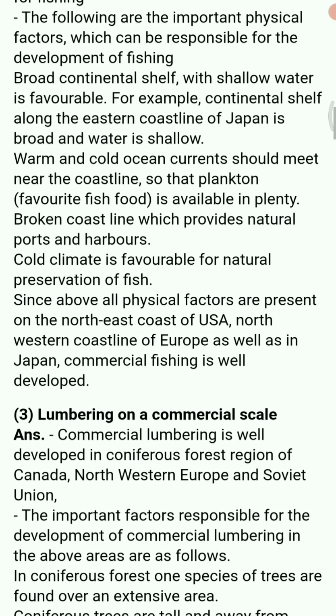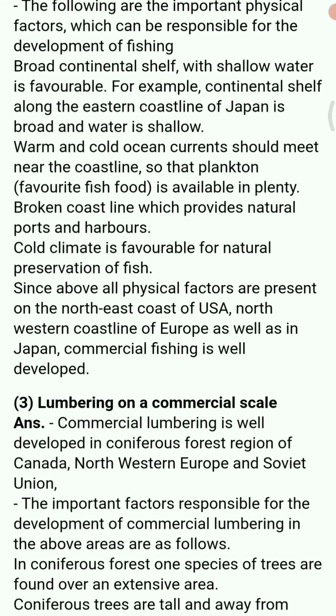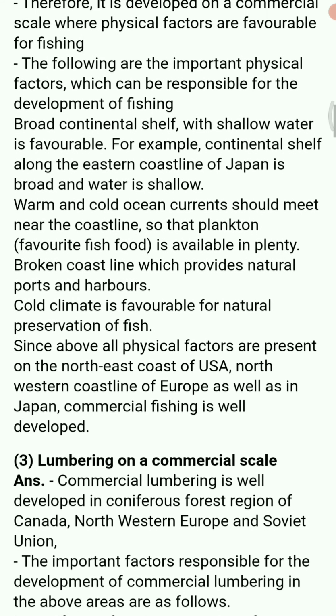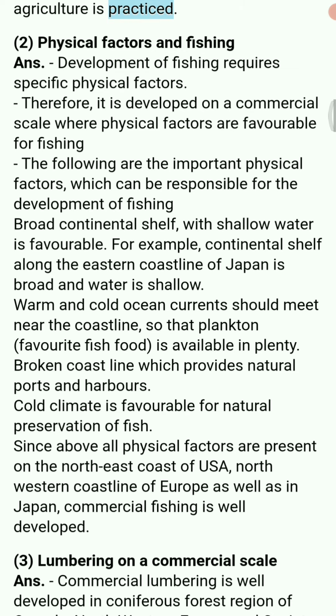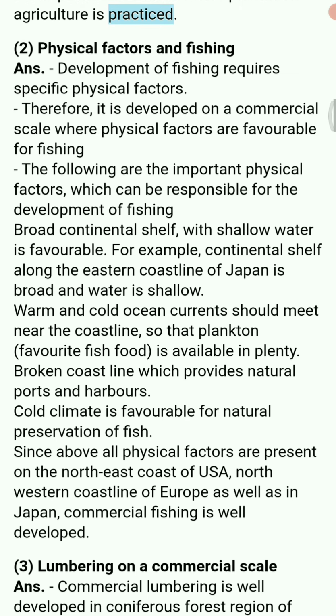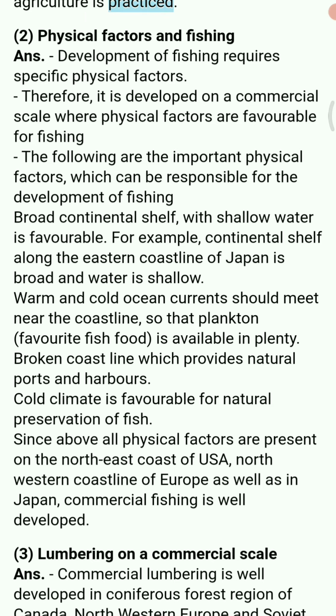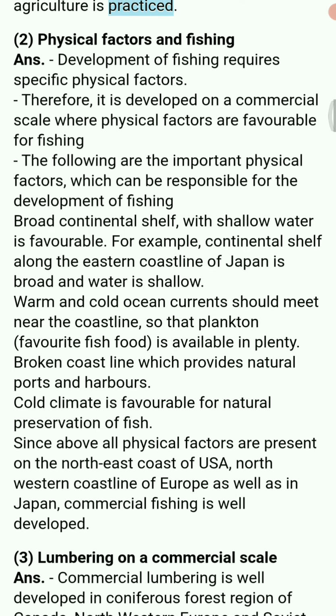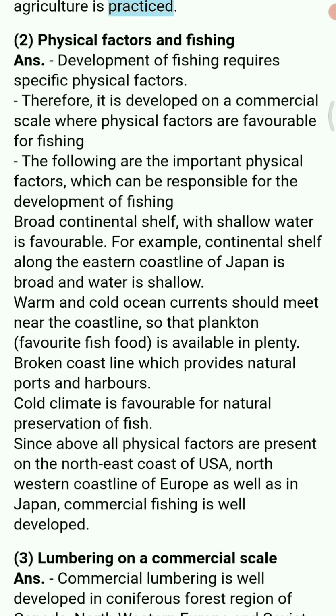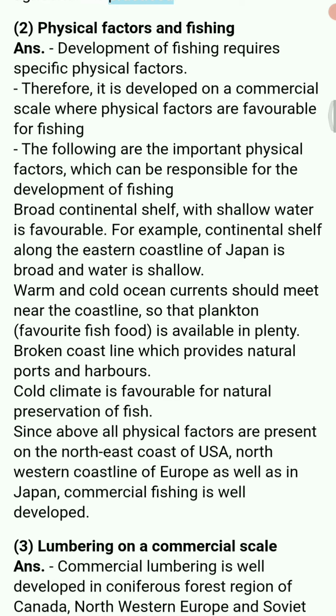The broken coastlines are also called natural harbors and ports, which are used for fishing activities. So all these are the points you have to write as the physical factors needed for fishing activity. Fishing is most probably carried out in Japan, USA, Europe. You have to write this also.